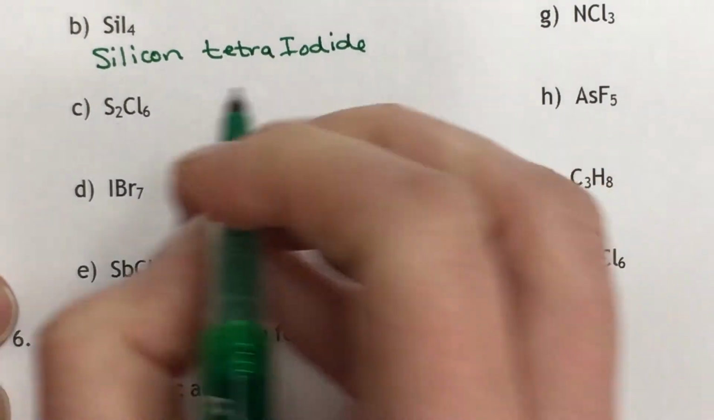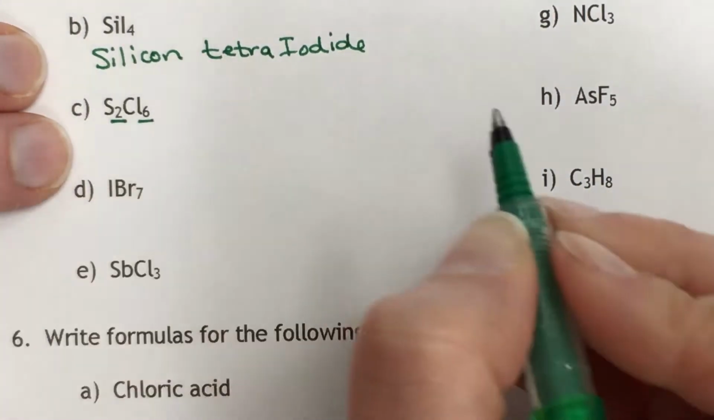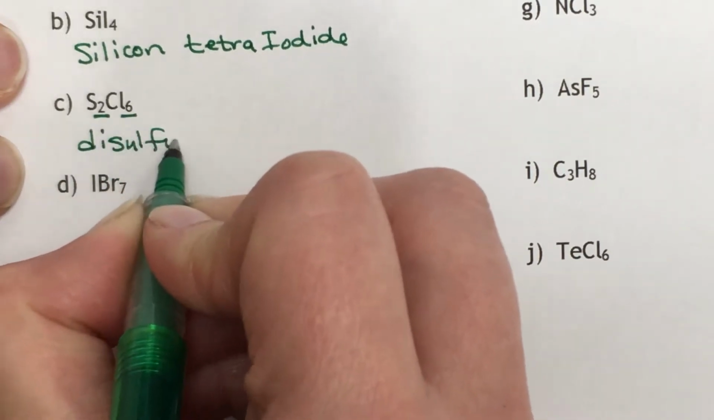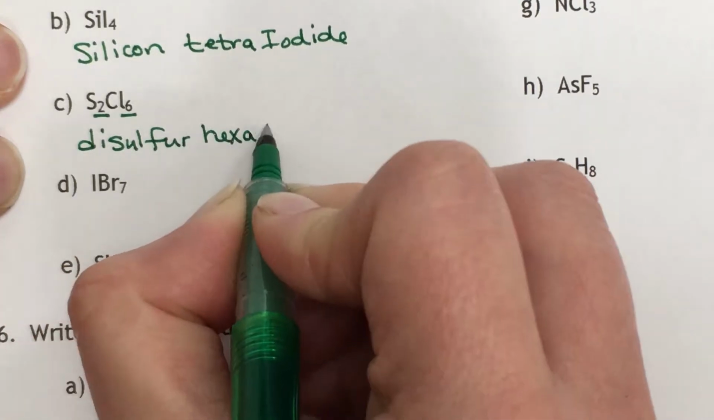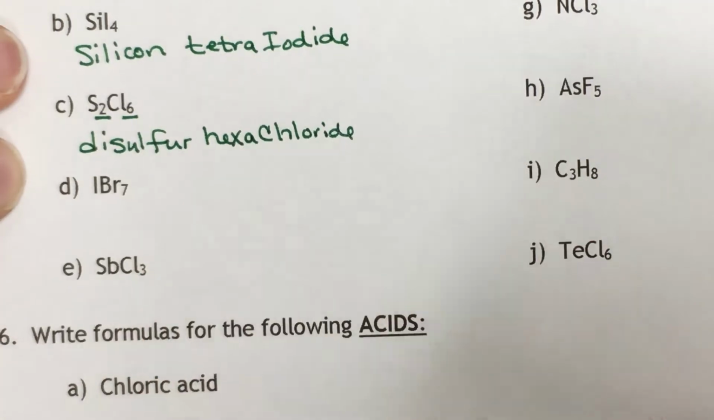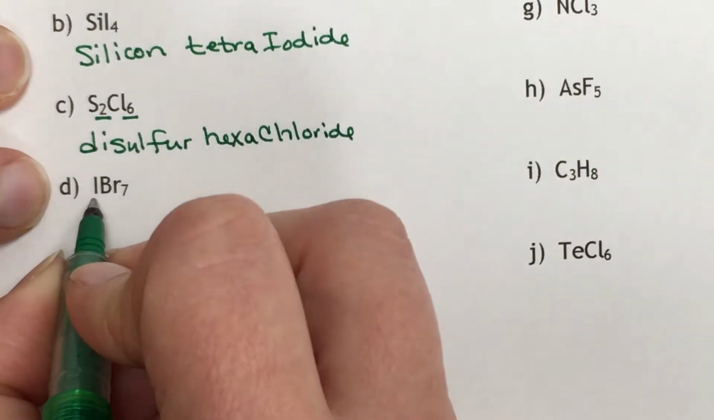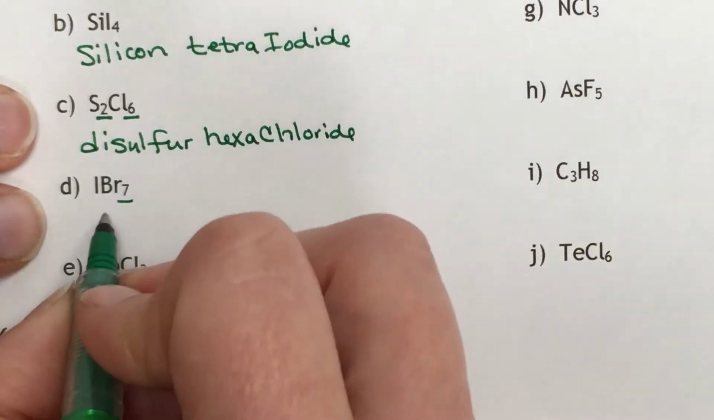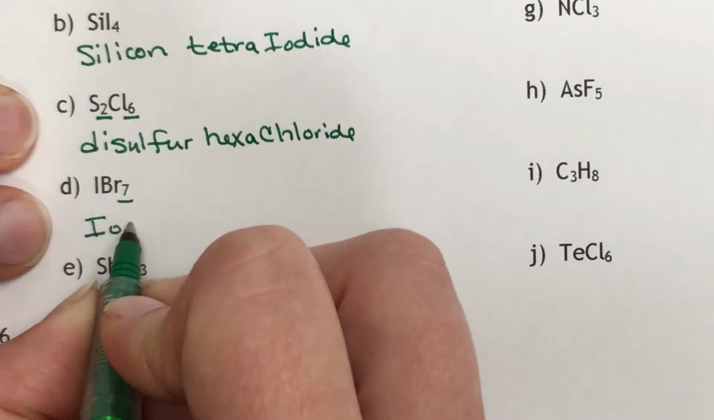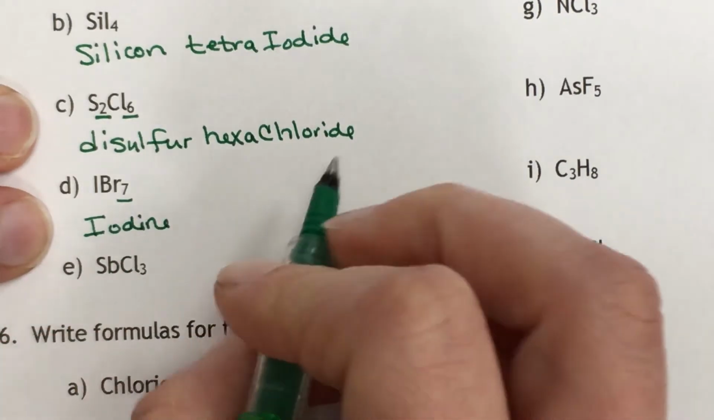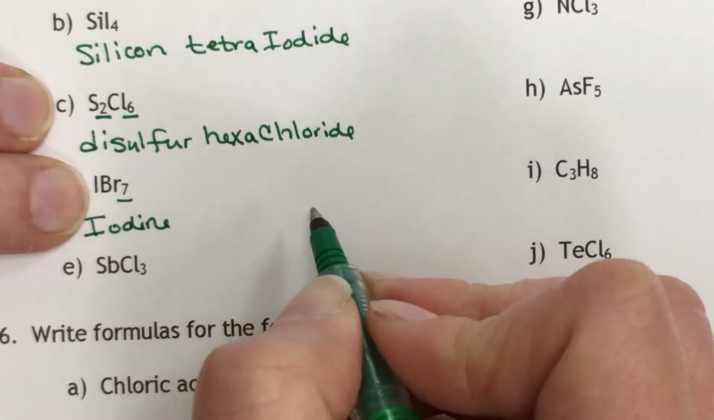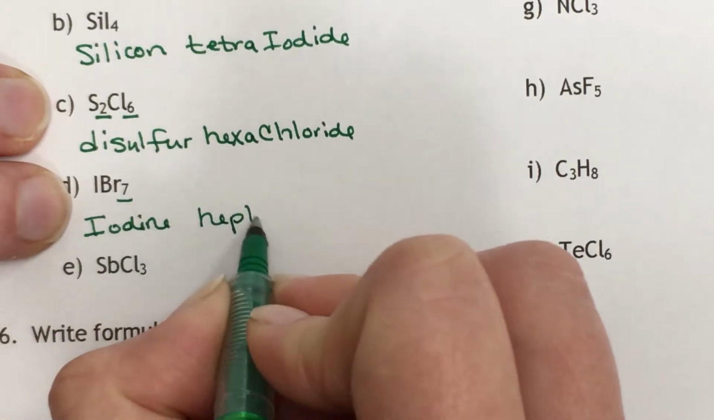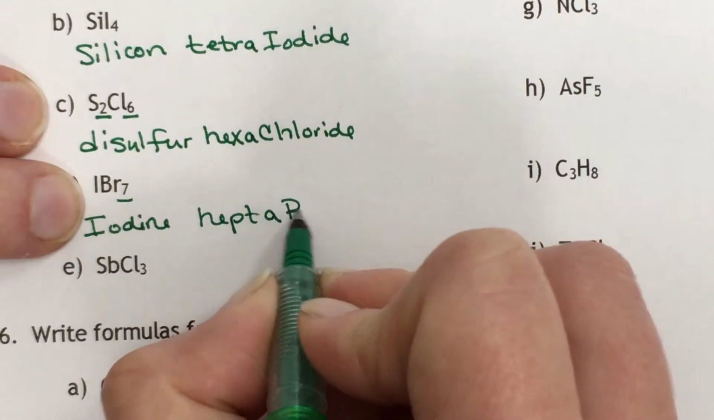All right, moving on. We have di and we have hexa. So we're going to say disulfur hexachloride. We have 1, but we don't write mono here. We have 7, so that is the prefix of hepta. You just say iodine, you just say its name, how it is on the periodic table. And then bromide will be the ending. Hepta will be the beginning. So it'll be iodine heptabromide.